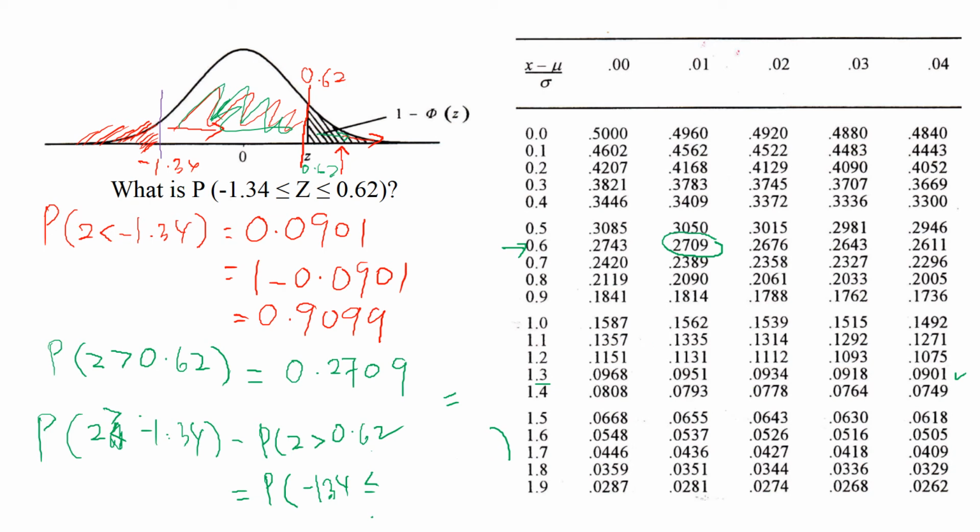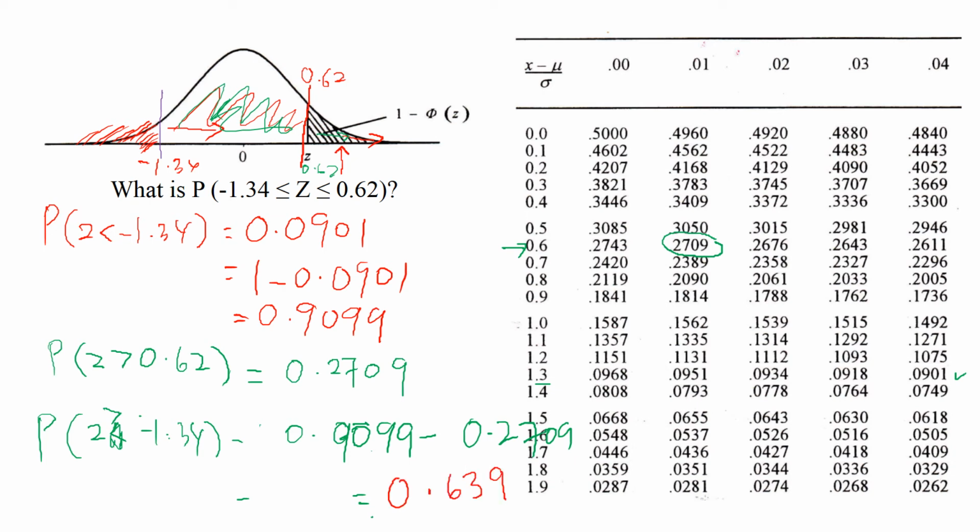So the probability will be 0.9099 minus 0.2709, which is equal to 0.639. This is the probability.